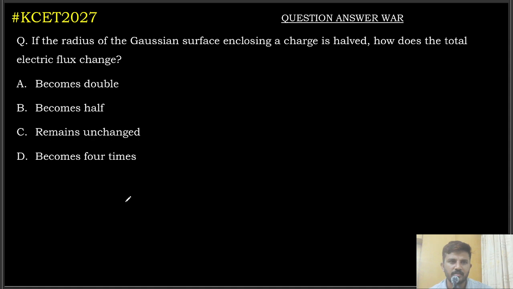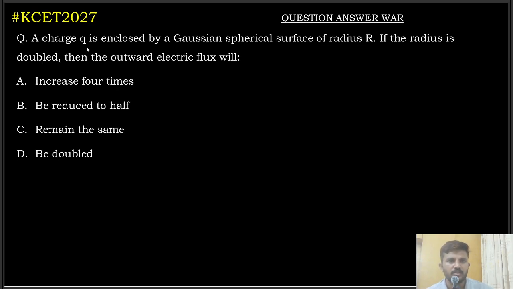Next one. If the radius of the Gaussian surface enclosing the charge is halved, how does the total flux change? It doesn't change. Flux doesn't depend on the area of a closed surface, so it remains unchanged. If charge Q is enclosed by a Gaussian spherical surface of radius r and the radius is doubled, the outward flux remains the same, because flux doesn't depend on the closed surface area.